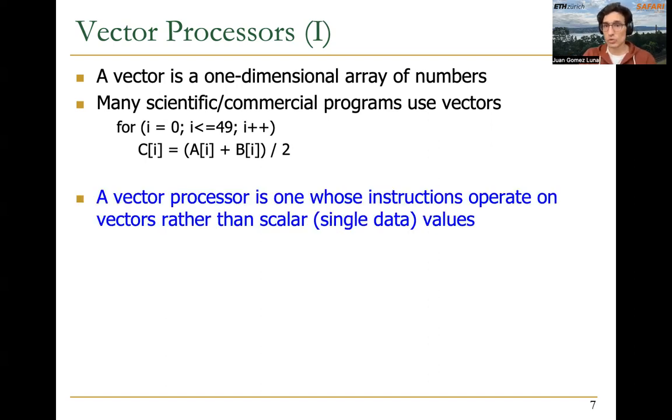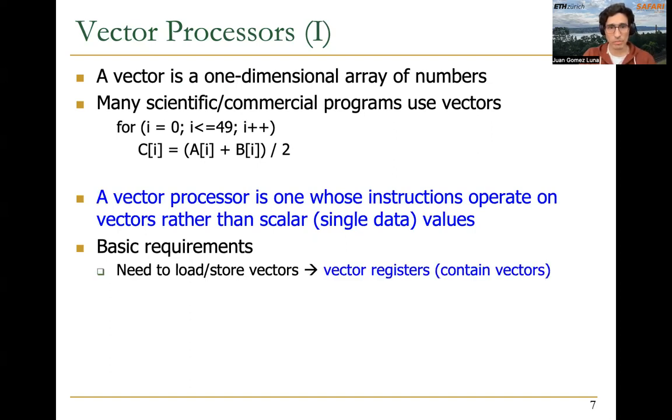A vector processor is one whose instructions operate on vectors rather than scalar values or single data values. But to do so, there are some basic requirements. First of all, we need to load and store vectors. So we need to read from memory and put the values that we read into some registers that are called vector registers because they contain vectors, right? Not a single value, but a vector of values.